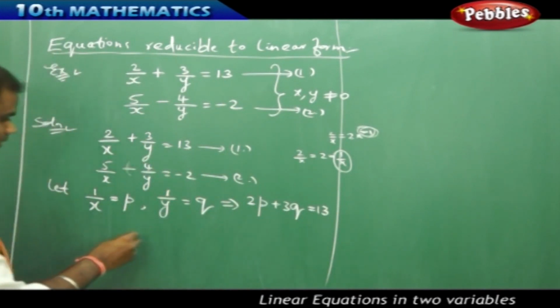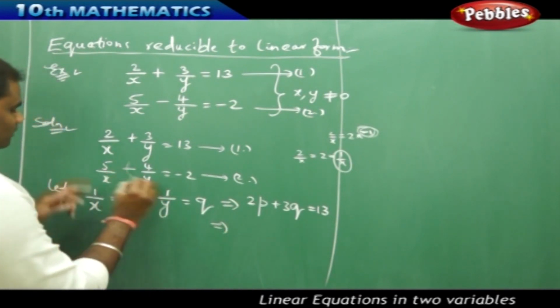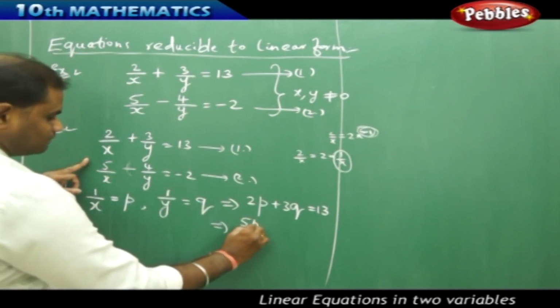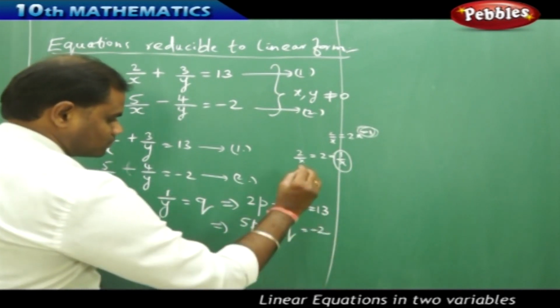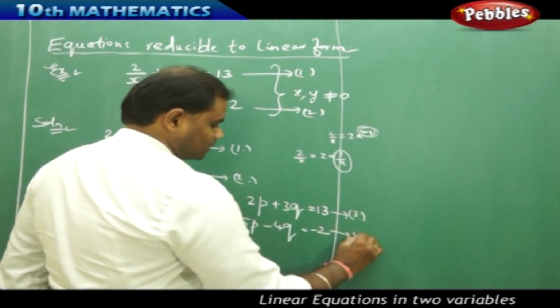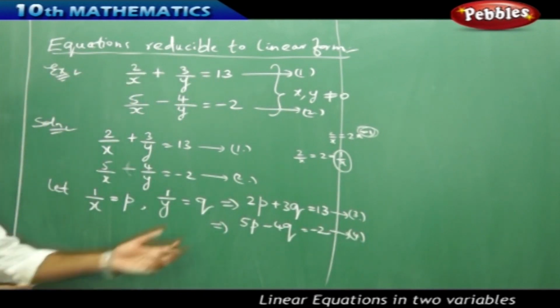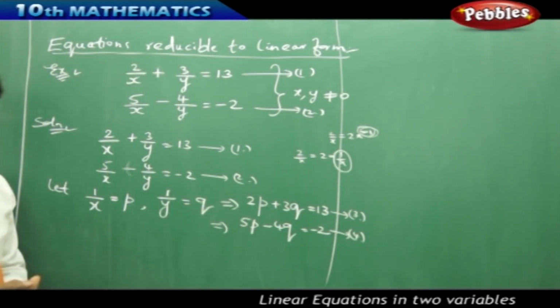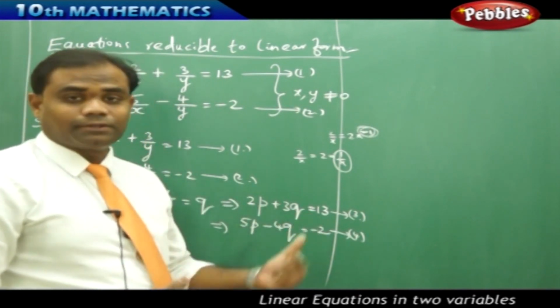Similarly, when I take the second equation, 5 by x reduces to 5p minus 4q equals minus 2. And this would give me equation 3 and equation 4. Clearly, equation 3 and equation 4 are linear equations in two variables p and q.